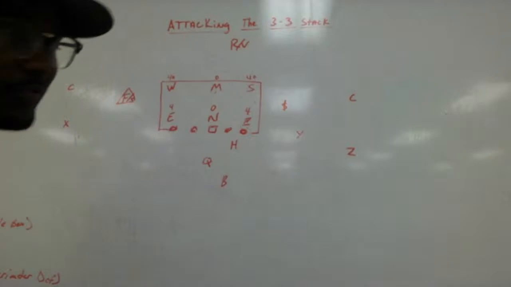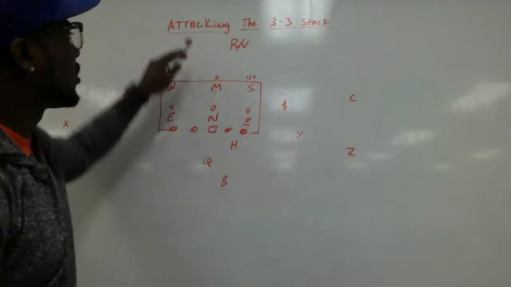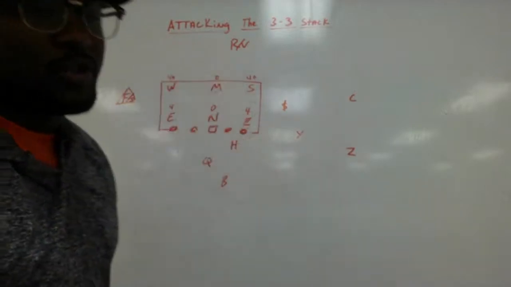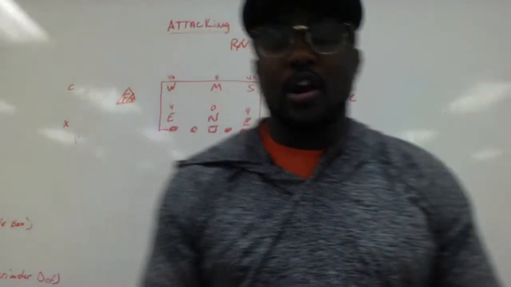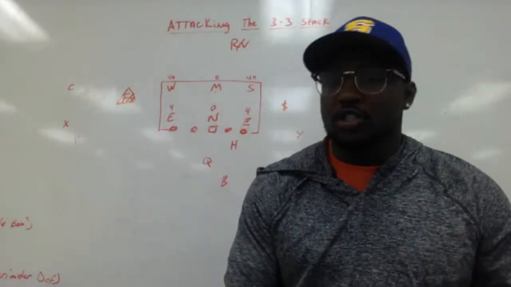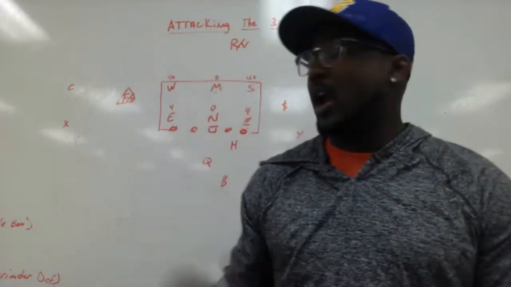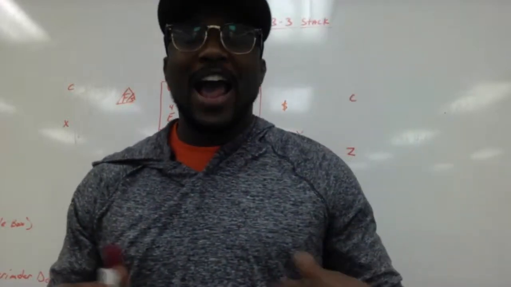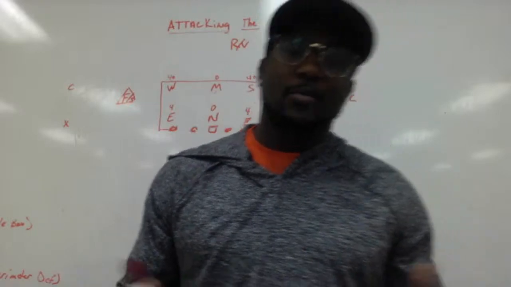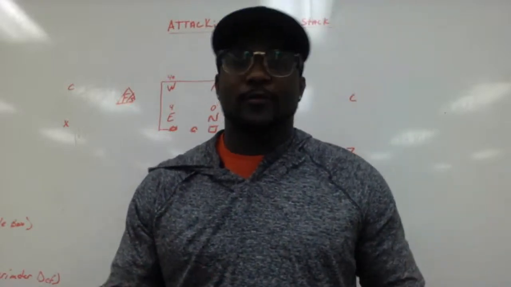The strength and the weakness of this defense is the ability to create movement with the secondary. And the way you create movement with the secondary is fly motions and shifts in motion. Another thing you can do, and I will show you in a few, is add tight ends, or if you're not a tight end guy like me, you can add extra flex backs.